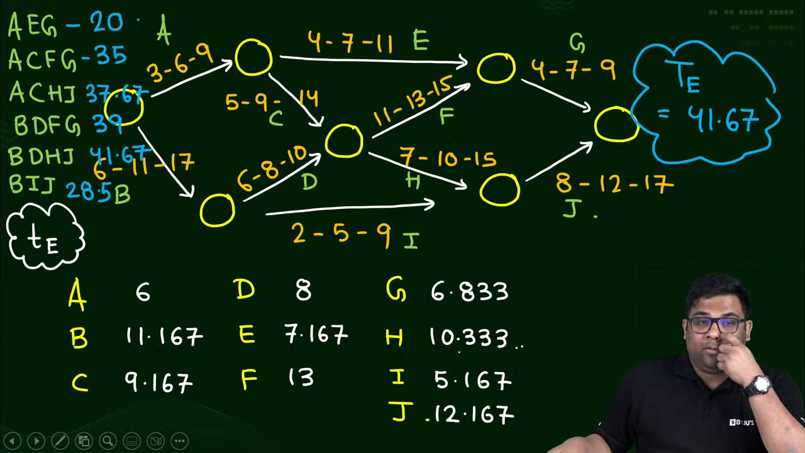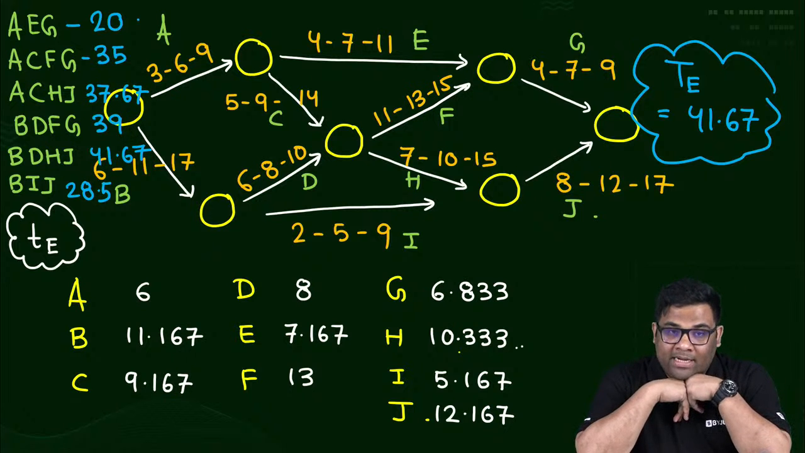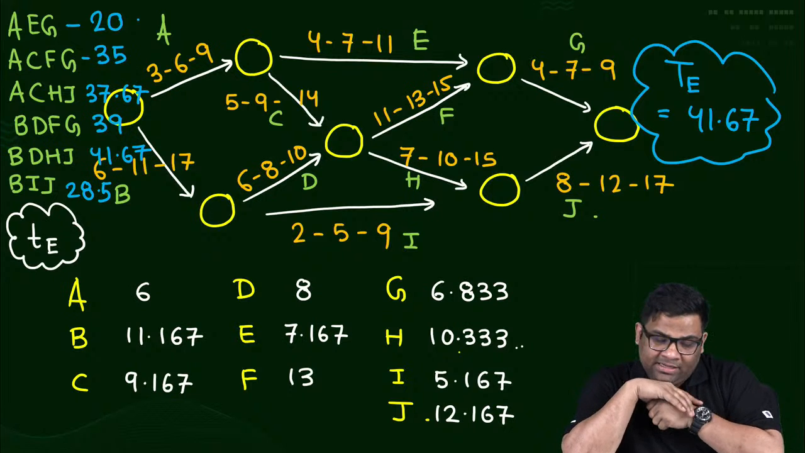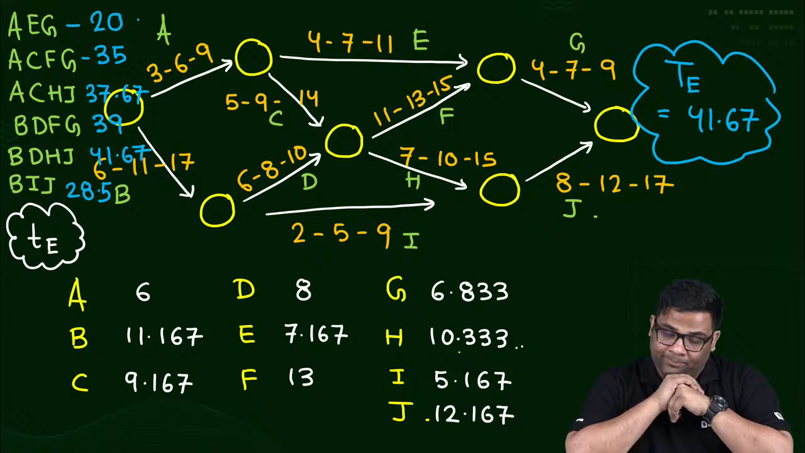Everybody found out? BDFG? BDHJ, right? BDHG, there is no possible path like this. BDHJ is a path. See this one.